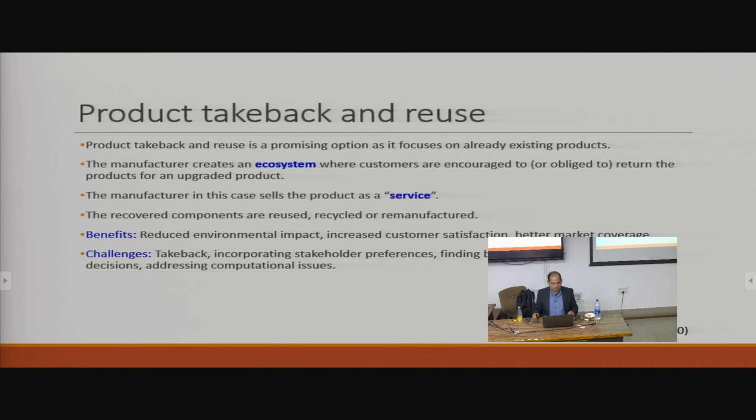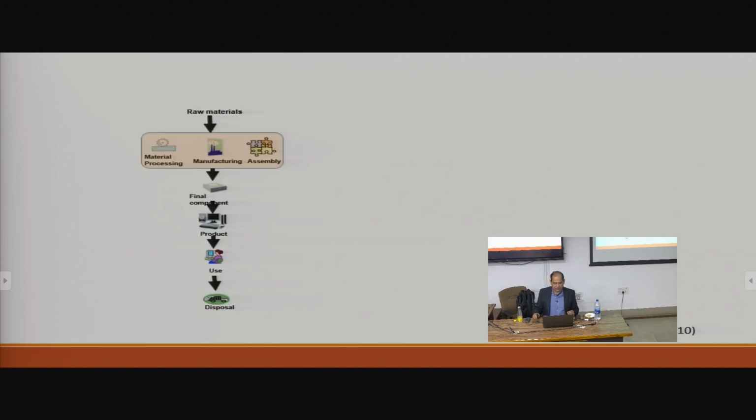So challenges are take back, incorporating stakeholder preferences, finding best reuse decisions, because how do you optimize decisions for each component, and how do you address computational issues? So we try to do all this at once, right? So here I have just a graphic.